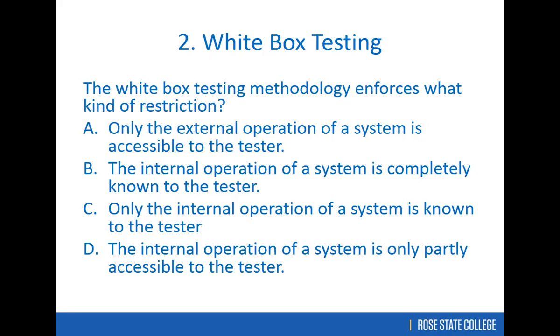What's the difference between B and C? I don't understand that. Okay, B, the internal operation of the system is completely known to the tester. C, only the internal operation of the system is known. They're close, but sorry, I didn't write them. I did not write these questions.